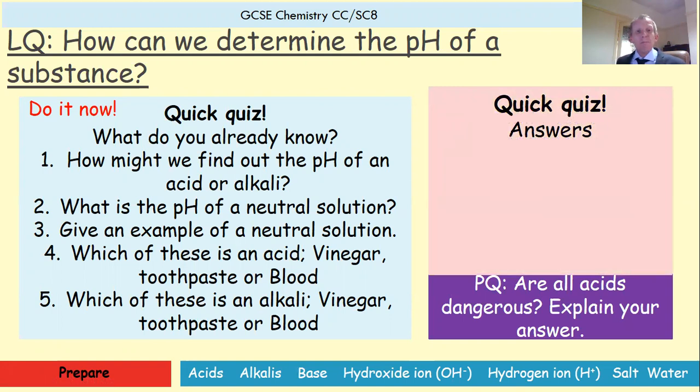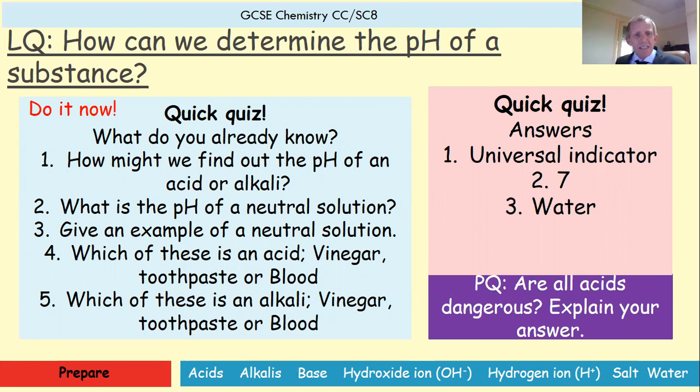Okay, so question number 1, how might we find out the pH of an acid or an alkali? Well, initially we could use universal indicator. This is an indicator that changes color depending on the pH of a solution. Now, what is the pH of a neutral solution? That will be 7. An example of a neutral solution would be water.